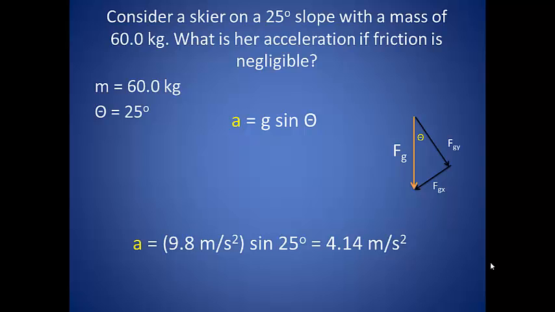Notice that this acceleration is less than the acceleration due to gravity. This makes sense since our skier is not in free fall. So for our skier accelerating down a 25-degree slope, her acceleration is going to be 4.14 meters per second squared. And again, what if we have a ball accelerating down that slope? The acceleration will be 4.14 meters per second squared. What if we have an avalanche going down that slope? The acceleration will be 4.14 meters per second squared.